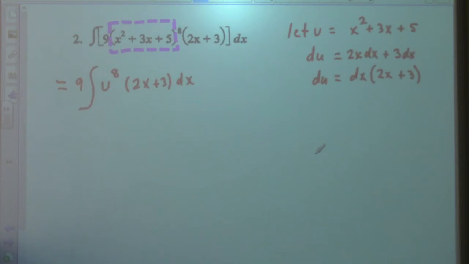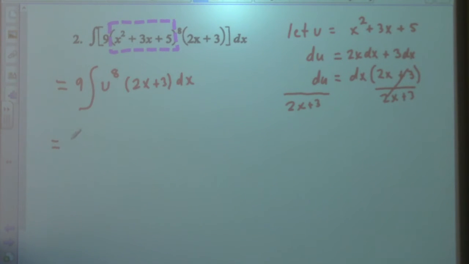Okay. Now, what we're going to do is solve for dx, because we want to replace this dx here. How do you solve for dx here? Yeah, so we're going to divide both sides by 2x plus 3. And so this cancels out, and now we have a substitution for dx.